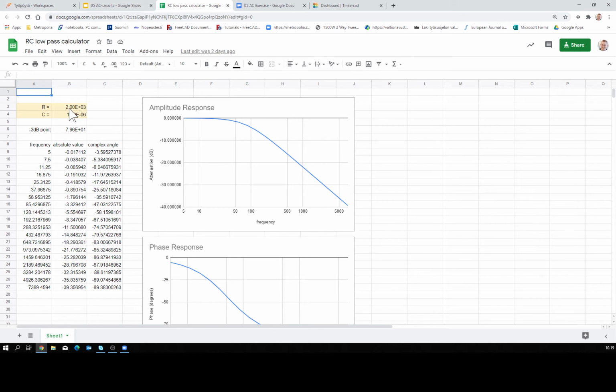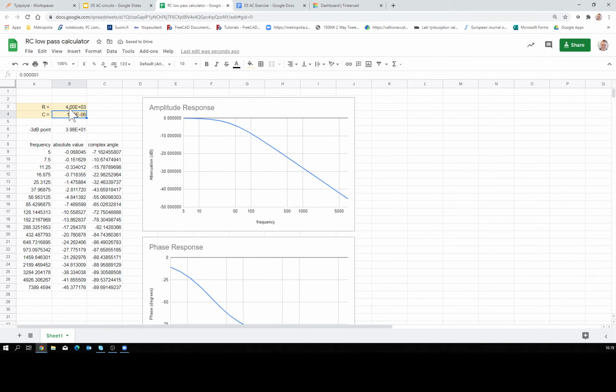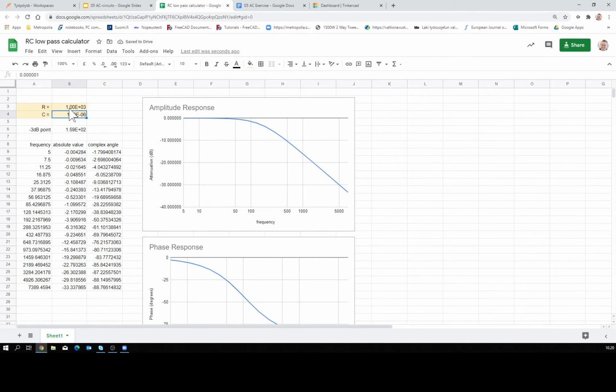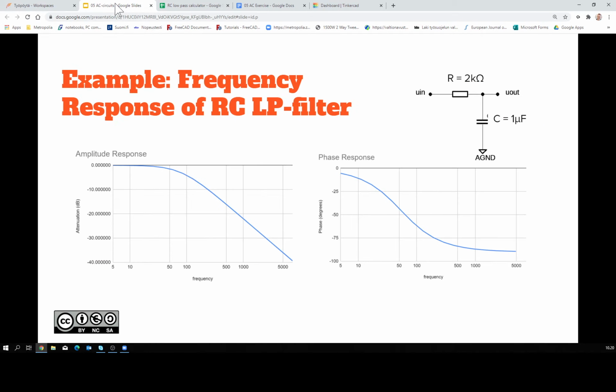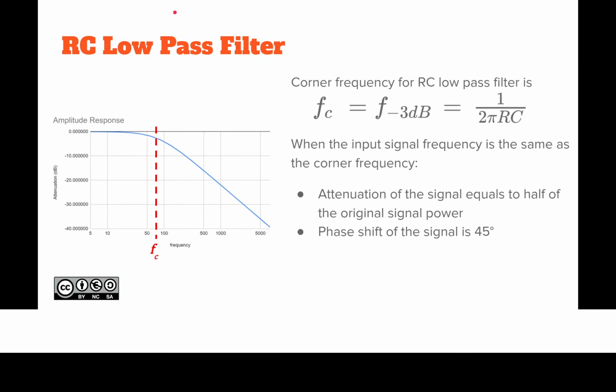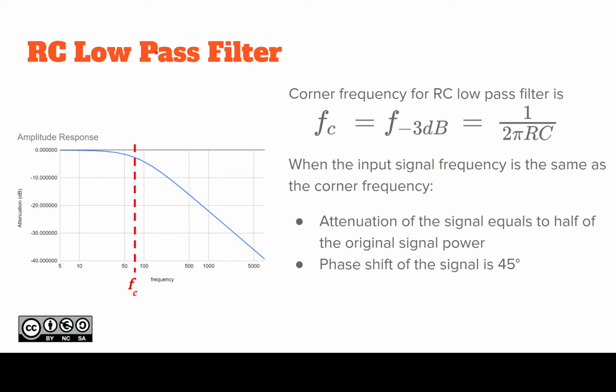There we have those pictures, and if you change this, for example, to 4000, then it changes the frequency response accordingly. You get lower, and then let's see, 1000. Wait a minute. Do I have a mistake here? Maybe. But anyways, you can play with this. Ah, there we have it, with the corner frequency.